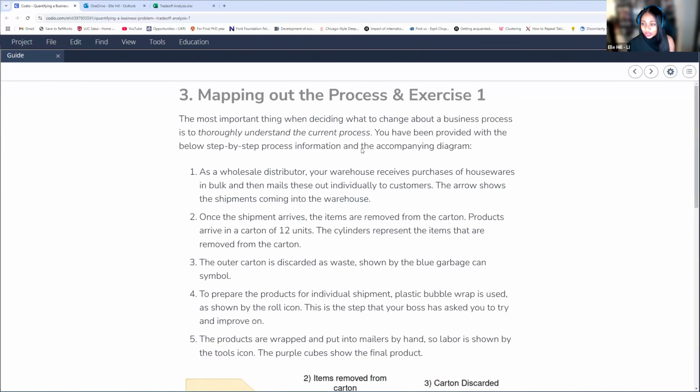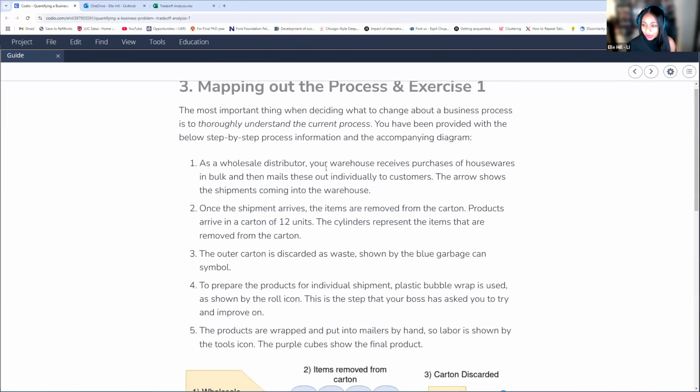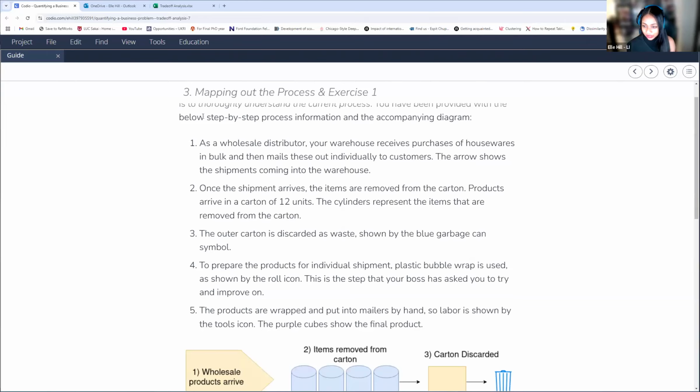So we need to, as mentioned, understand the entire process, because you have to thoroughly understand the entire process and the costs involved before you can make an informed decision on chopping up things or costs. So we need to first figure out what we're doing. So let's look at this first step.